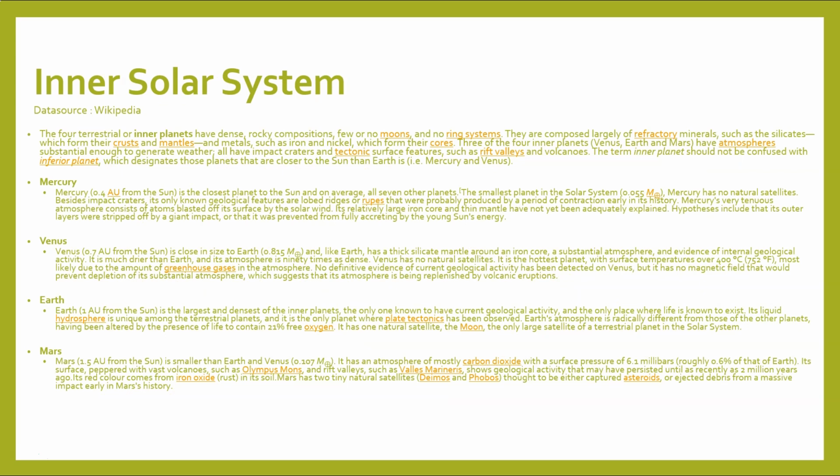Now let's talk about the inner solar system. The four terrestrial, or inner, planets have dense rocky compositions, few or no moons, and no ring systems. They are composed largely of refractory minerals and silicates, which form the crust, and metals such as iron and nickel, which form the cores. Three of the four inner planets, Venus, Earth and Mars, have atmospheres substantial enough to generate weather, and all have impact craters and tectonic surface features such as rift valleys and volcanoes.